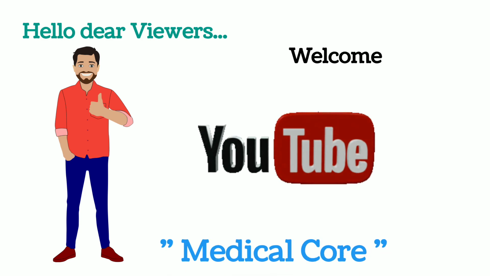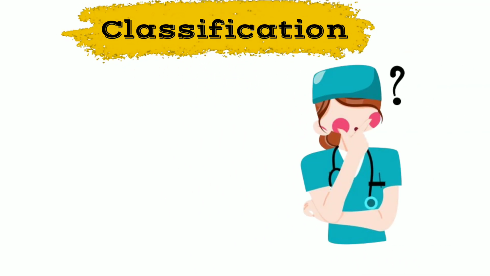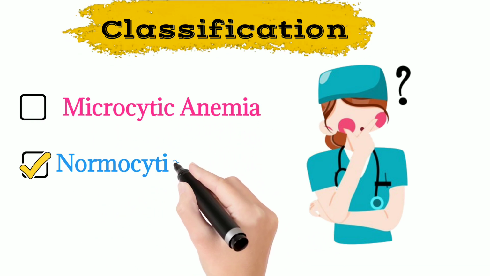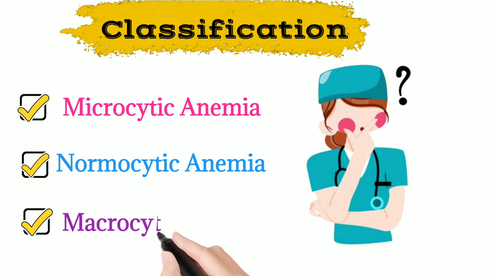Dear viewers, as we discussed in the previous lecture, the classification of anemia on the basis of MCV. Now in this video, we will focus on the classification of microcytic, normocytic and macrocytic anemia. So don't go anywhere, let's start the video.